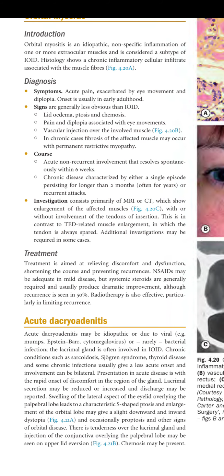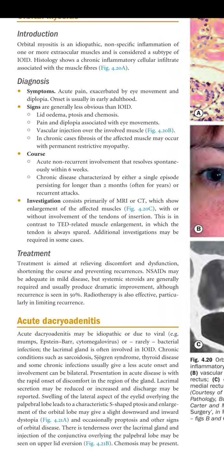Next is acute dacryoadenitis. So, it is basically the inflammation of the lacrimal gland, and it can be idiopathic, or it can be viral, or it can be secondary to Sjogren's syndrome. Acute dacryoadenitis may be idiopathic or due to viral infection, for example mumps, Epstein-Barr, and cytomegalovirus, or rarely bacterial infection.